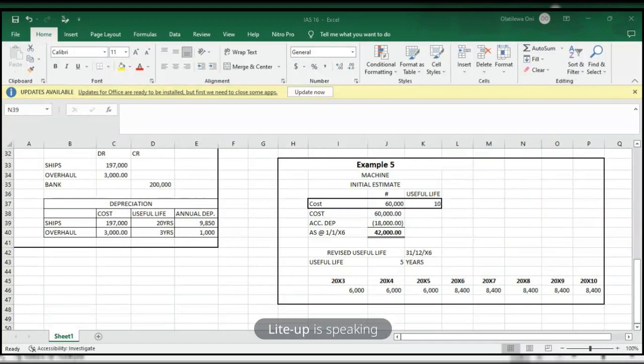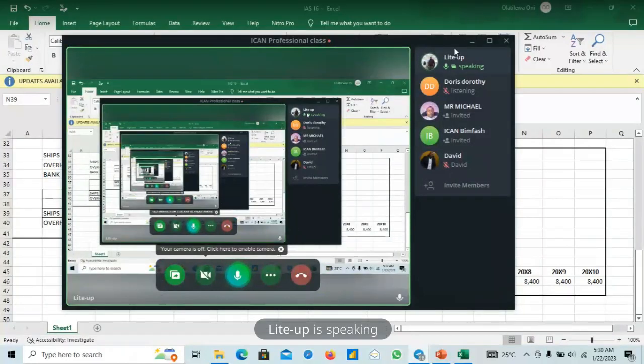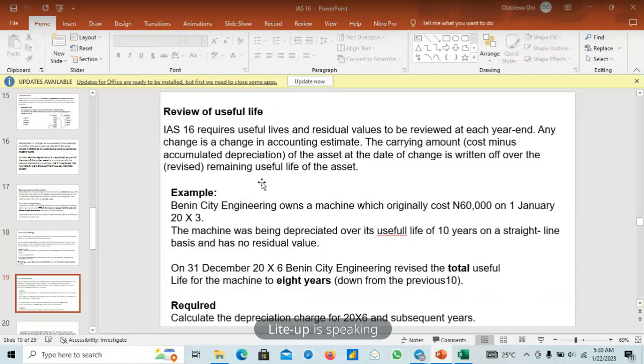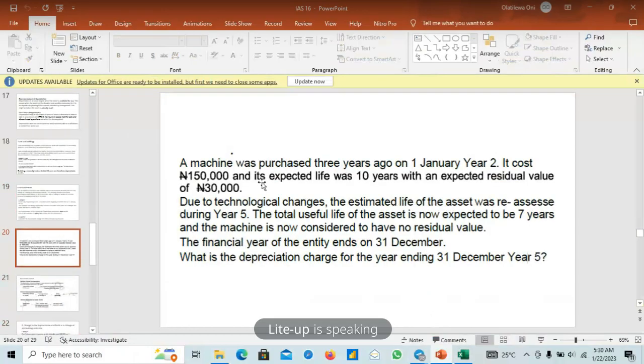So what we shall be doing this morning is to go on from where we stopped yesterday. We are going to the next slide, which is also about prospective application of change in accounting estimates.